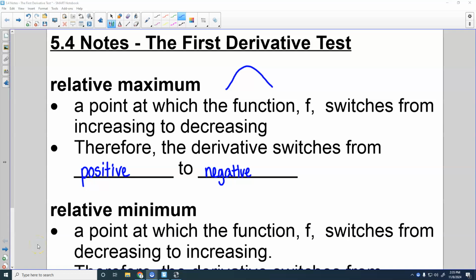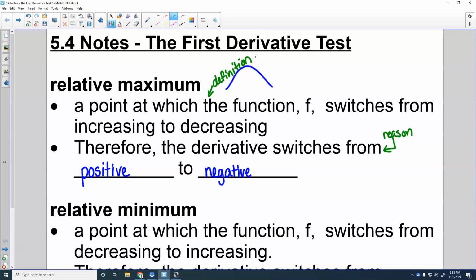To give a reason on a free response question, we need to talk about the derivative. This is your reason. This is your definition.